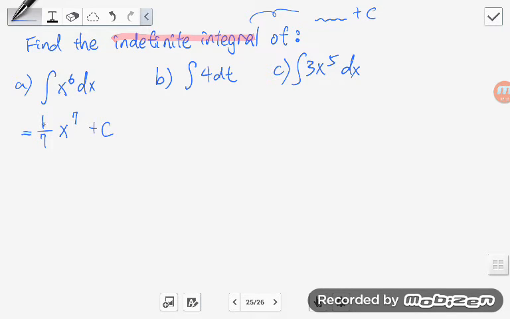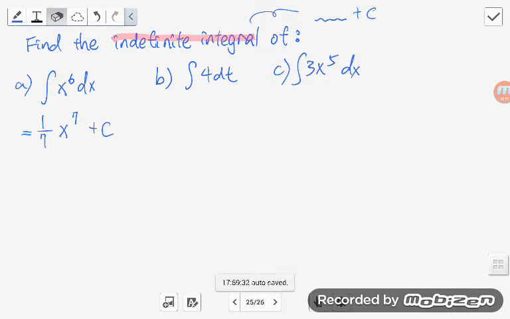So again, if you try to differentiate what we have here, say y is equal to 1 over 7 x to the power of 7 plus c, and plus c is just a constant. If you do dy dx, this will be 1 over 7 multiplied by 7 x to the power of 6. And if I differentiate this constant, it becomes 0. So the 7s cancel out, I get x to the power of 6, which is what I have over here. Okay, now that's it. All right, so my indefinite integral for A is 1 over 7 x to the power of 7 plus c.